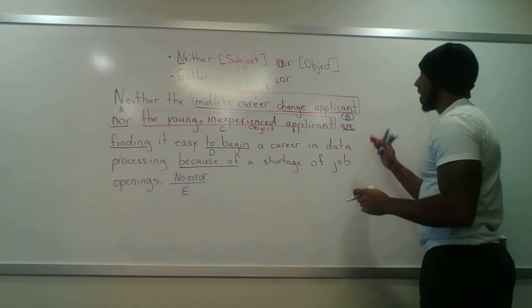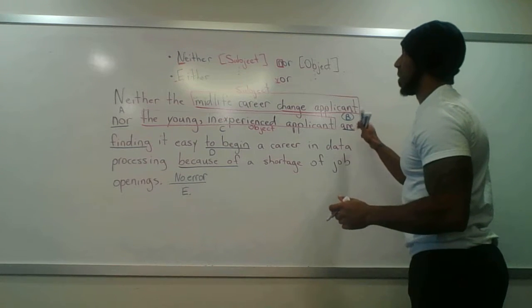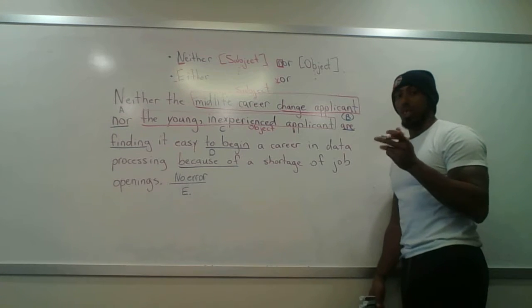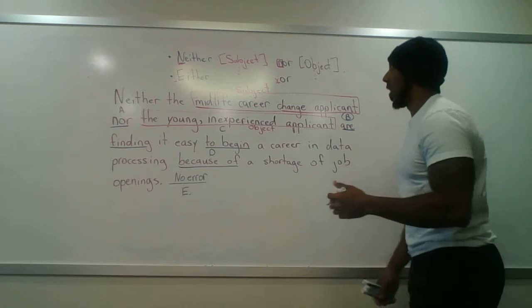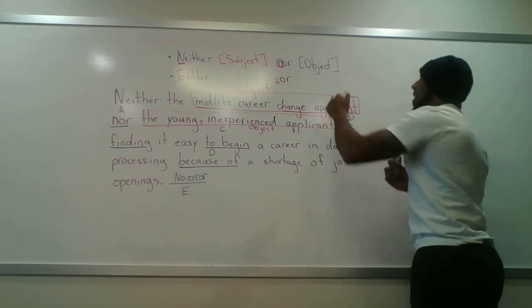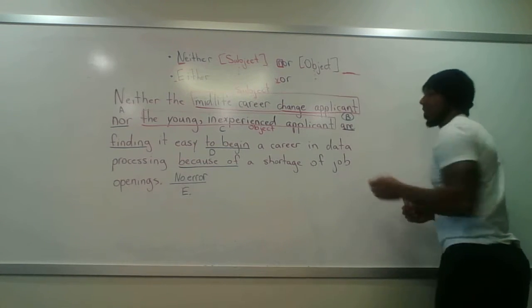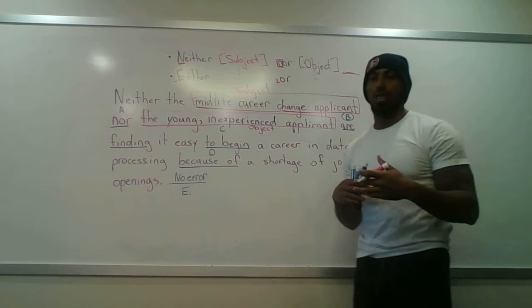So the mistake lies in B, but why does the mistake lie in B? Well, here's the thing that a lot of people are confused on when using neither nor or either or, right? Okay, so any verb that follows the object here, right? How do we conjugate that verb?